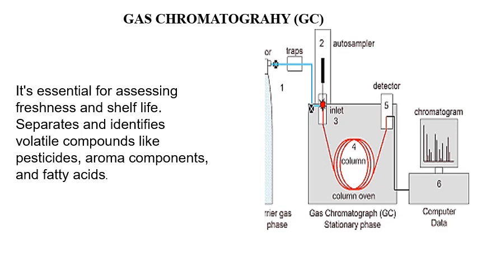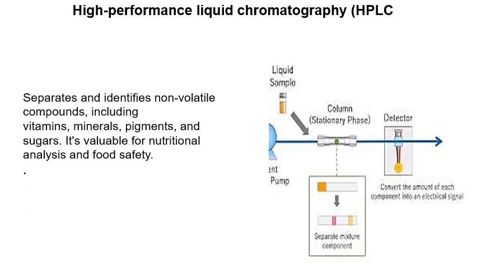So we also have the HPLC, which is called the high performance liquid chromatography, which also is a very powerful technique for identification of non-volatile compounds, such as vitamins, minerals, pigments, and sugars. Its versatility renders it an invaluable tool in the field of nutritional analysis and food safety.